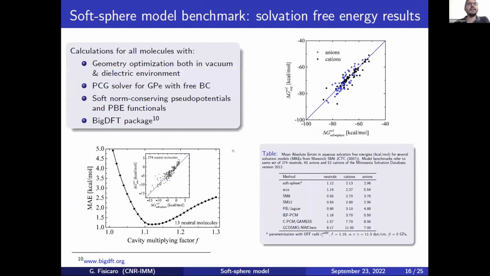We can just calibrate the model against a database of experimental free energy observations of 274 organic molecules in water. And this is the accuracy of our model. This is the mean absolute error in kilocalories per mole. It's on the same order as other approaches.